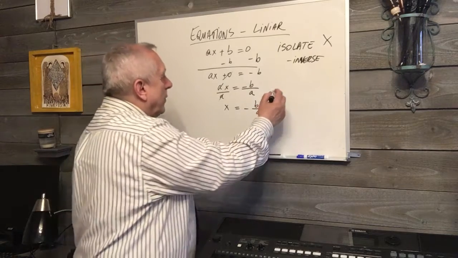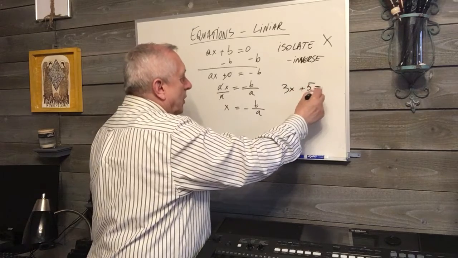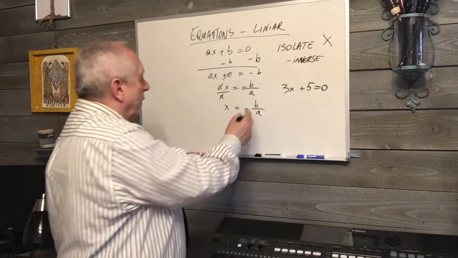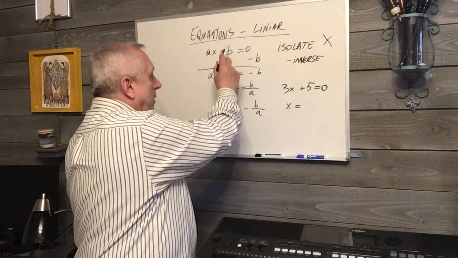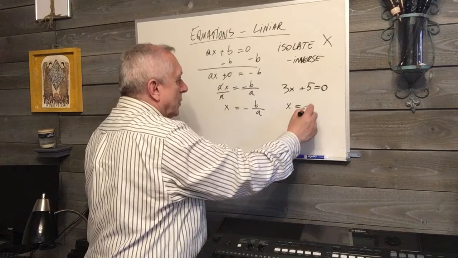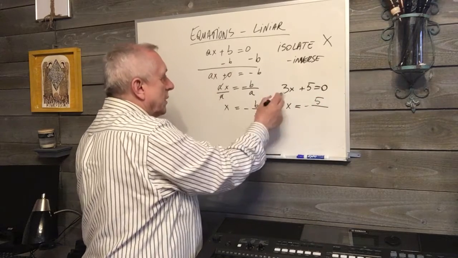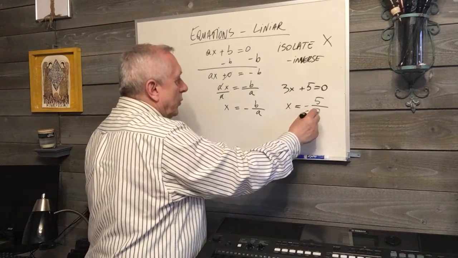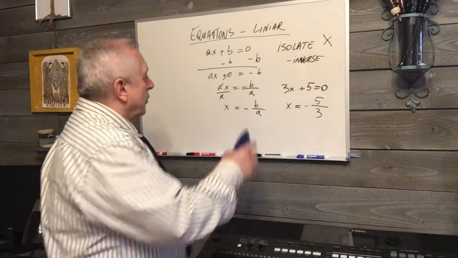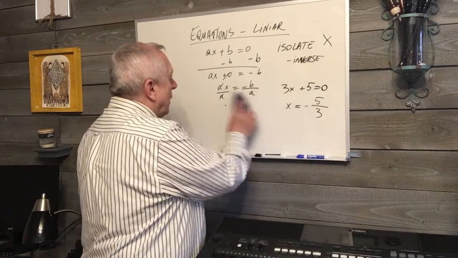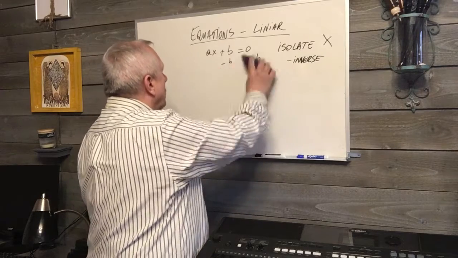But let's solve a quick problem. Let's say we have 3x plus 5 equals 0. How much would be x? Following this formula, that would be x equals minus b over a, where b is 5 and a is, in this case, 3. So that will be minus 5 over 3.